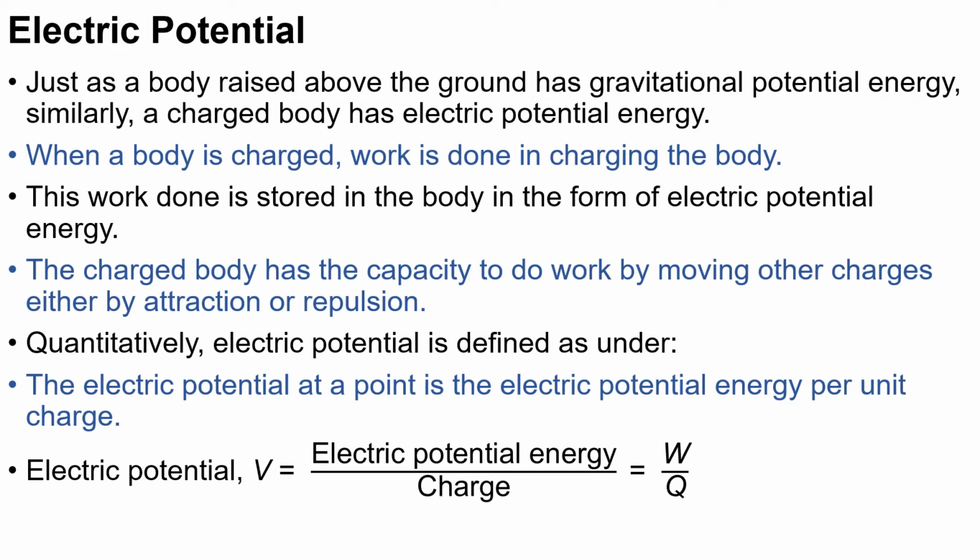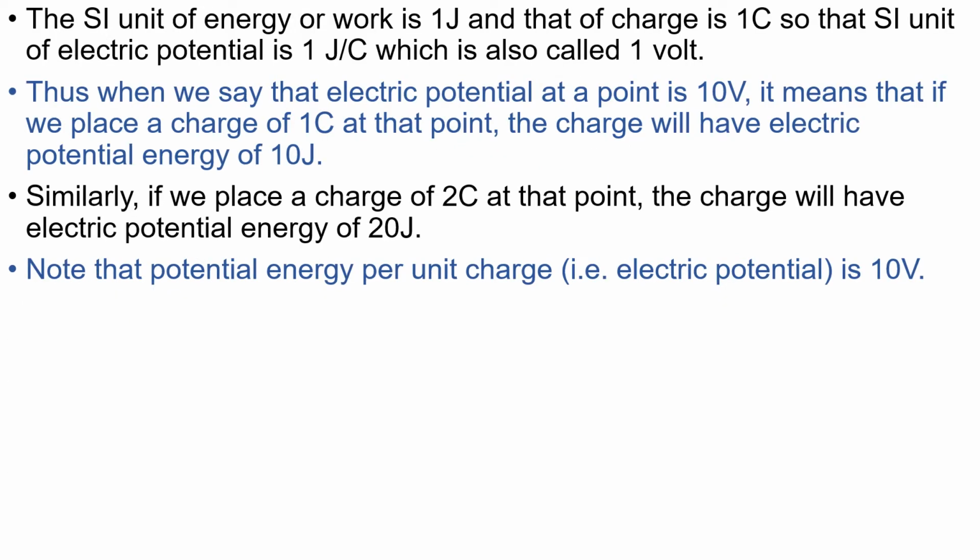Quantitatively, electric potential is defined as follows: the electric potential at a point is the electric potential energy per unit charge. Electric potential, V, equals electric potential energy upon charge, equals W upon Q. The SI unit of energy or work is 1 joule and that of charge is 1 coulomb, so the SI unit of electric potential is 1 joule upon coulomb, which is also called 1 volt.